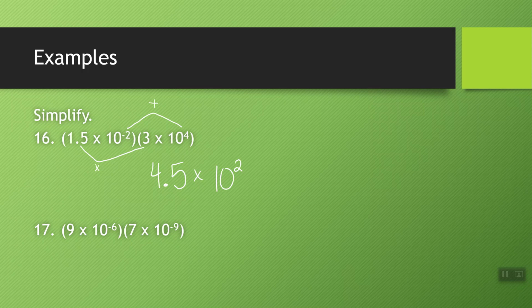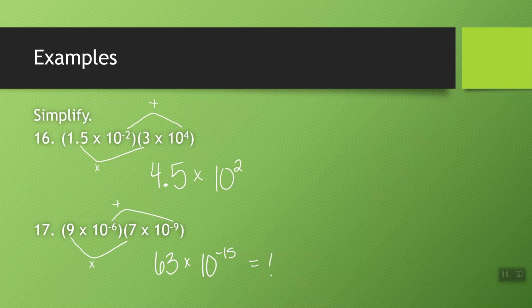Next, 9 times 10 to the negative 6th times 7 times 10 to the negative 9th. So we're going to multiply. 9 times 7 is 63 times 10 to the, we're going to add the exponents, negative 6 plus negative 9 is negative 15. Now remember for our rules, in scientific notation, this number needs to be between 1 and 10.